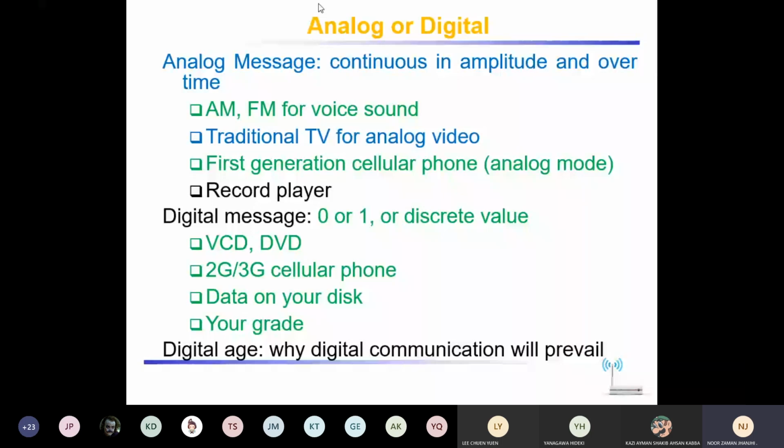So digital messages are 0 and 1, discrete values. That's what we just discussed, continuous values and discrete values, CT and DT. Examples are VCDs, DVDs, 2G, 3G cell phones, data on your disk, your grades, and so many things. You are already aware of this.